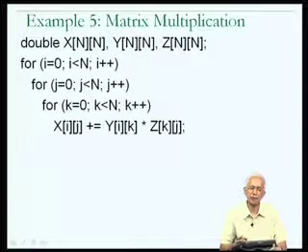So we are computing x equals y multiplied by z, where x, y and z are all two-dimensional matrices of size n by n, double. So over here we have a possible way to do this.